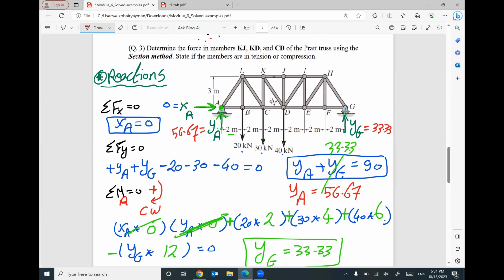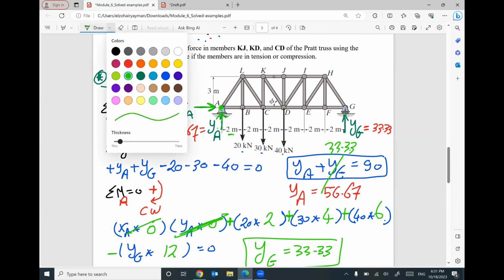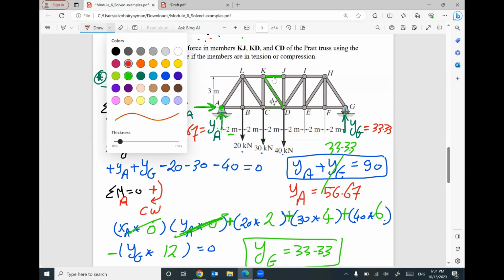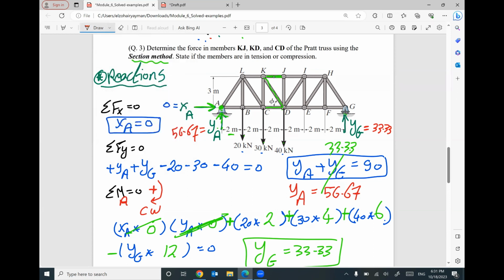This is the first step, how to figure out your reactions. Second step, which is very important, and I need everybody to pay more attention. I'm looking for member KJ, member KD, and member CD using a section method. So the next step, I need to cut this truss. I told you before how to cut your truss. You have to pass through the required members. Your section is passing through the required members. So I will do cut like this.